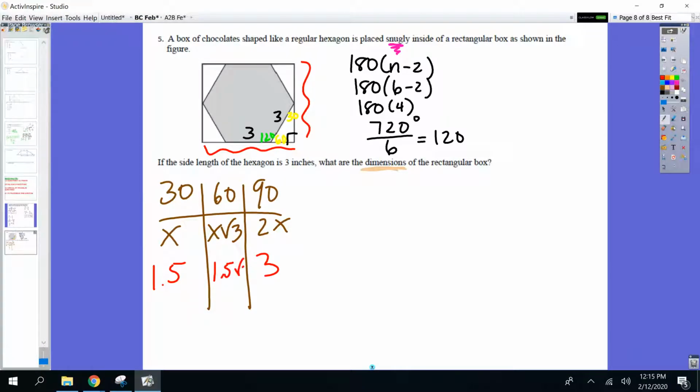Perfect. Okay, so let me go back to my diagram. Let's see what color I have. Okay, so across from the 30 was 1.5. Across from the 60 was 1.5 radical 3. What's this side length going to be? Do I have to do this all over again? No, it's going to be across from the 60. What was across from the 60?